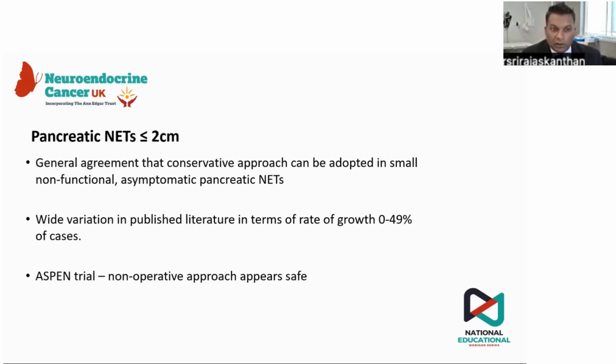And for pancreatic neuroendocrine tumours, again, for the ones which aren't producing any hormones in patients who are asymptomatic, there's a good body of evidence suggesting that we can take an active surveillance approach for lesions under 2 centimetres. The ASPEN trial, which was a large global multi-centre trial, seems to suggest that a non-operative approach, i.e. observing these patients with regular scans and seeing if there's any change in size prior to considering surgery, can be taken and appears to be safe without any significant risk of developing metastatic disease.